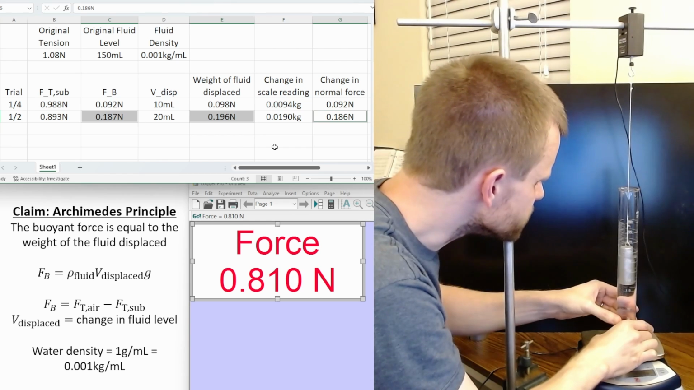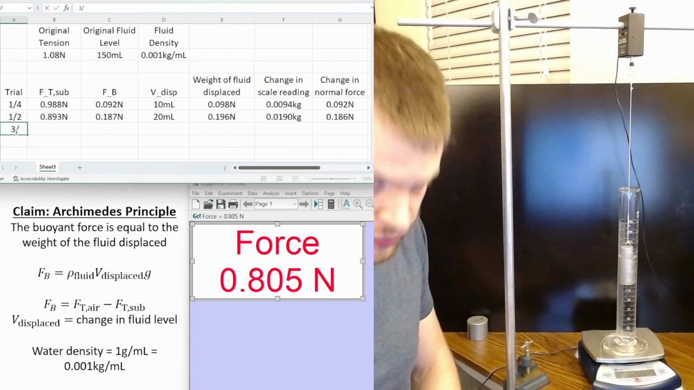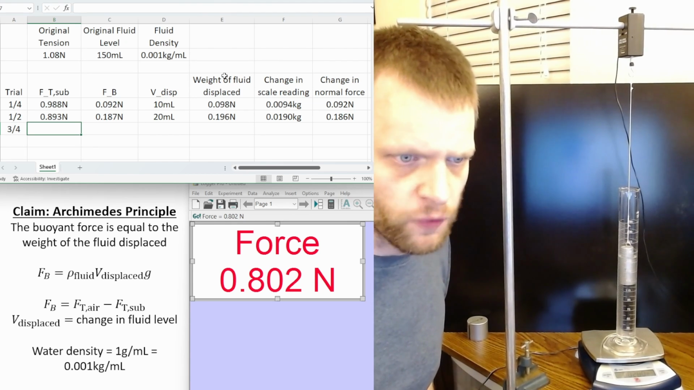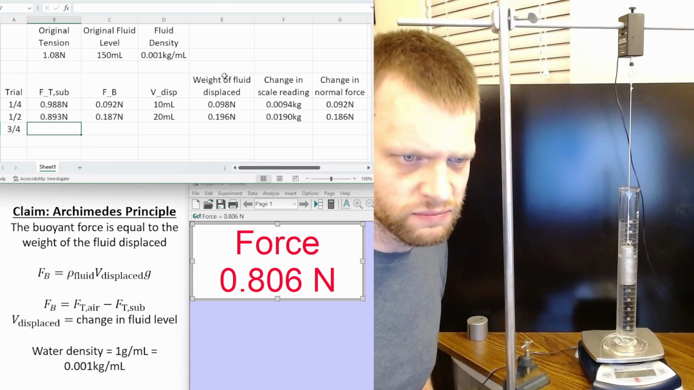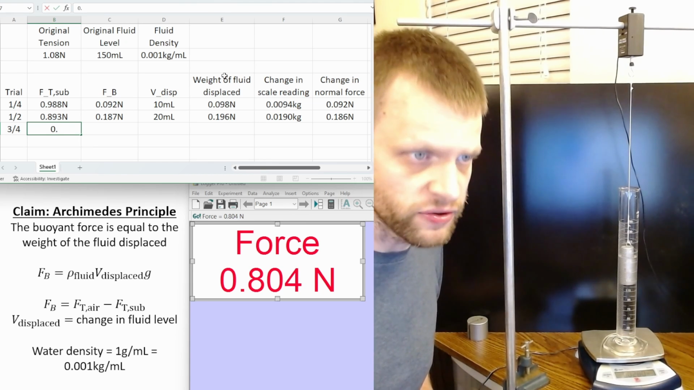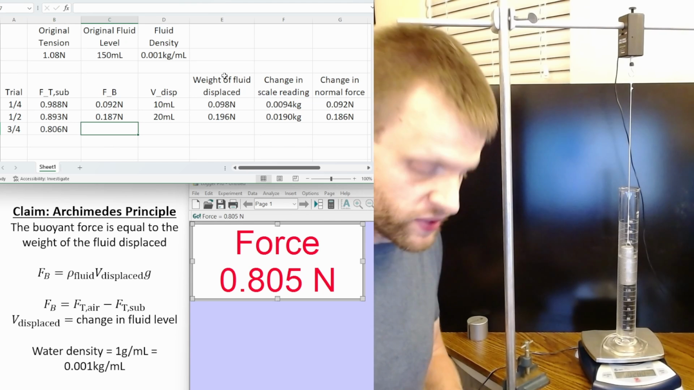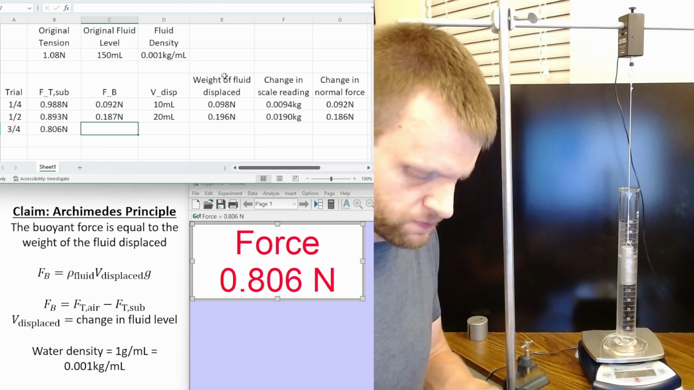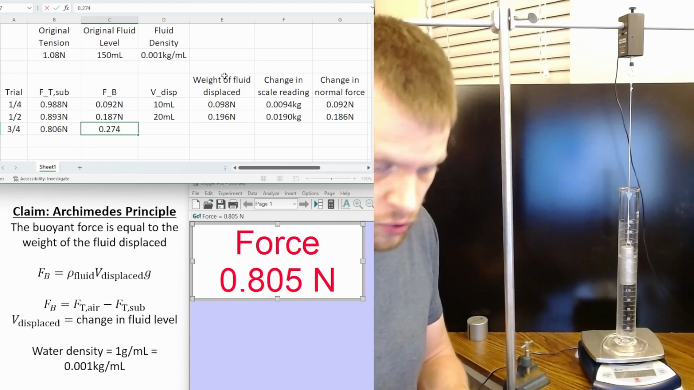And I want to make sure it's not touching the sides or anything. So this new case is around 3/4 submerged. Our new tension force is 0.806, let's call that. And if I take the difference between the original tension, 1.08 minus 0.806, I get 0.274.